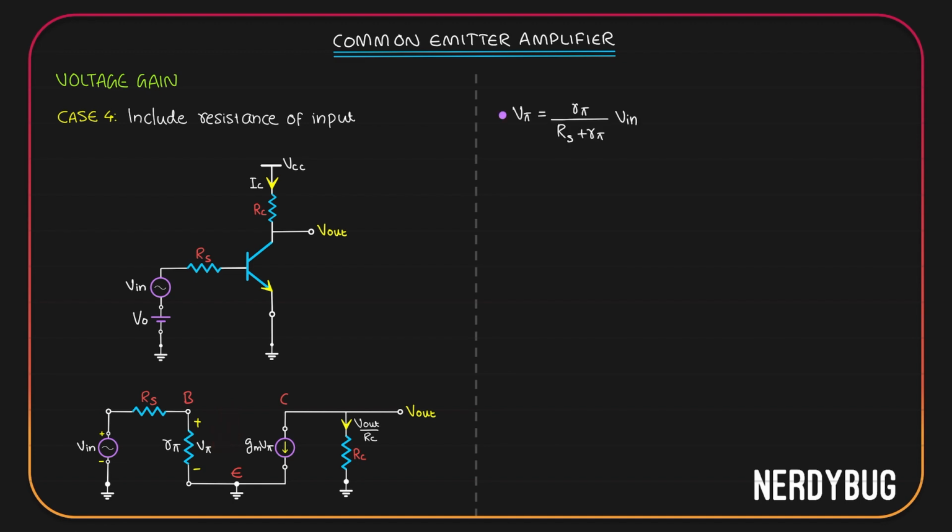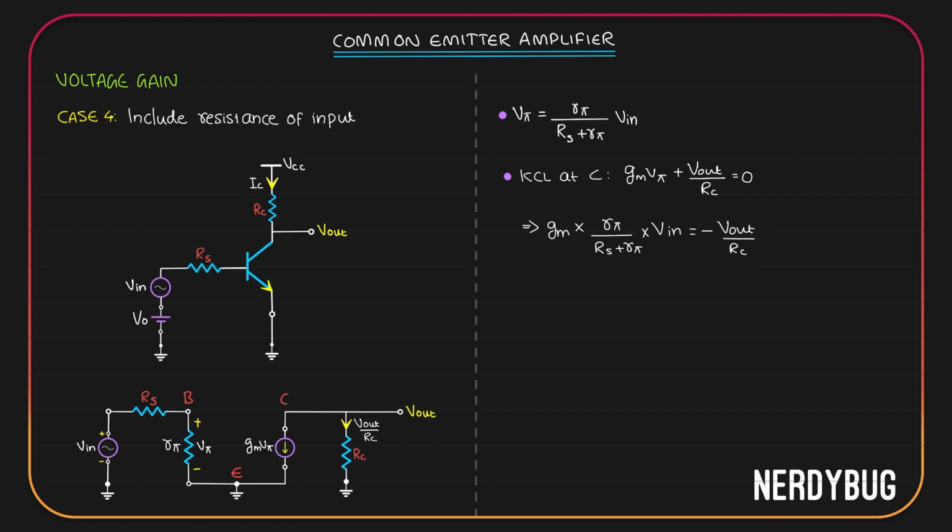Again, let us apply KCL at the collector. We have two currents. V output by RC is going out of the node. Gm V pi is also going out of the node. According to Kirchhoff's current law, the sum should be equal to 0. We get Gm V pi plus V out by RC is equal to 0. But V pi over here can be written as R pi by Rs plus R pi multiplied by V input. Let us replace it. Let's take V output by RC to the other side. It will become minus V output by RC.